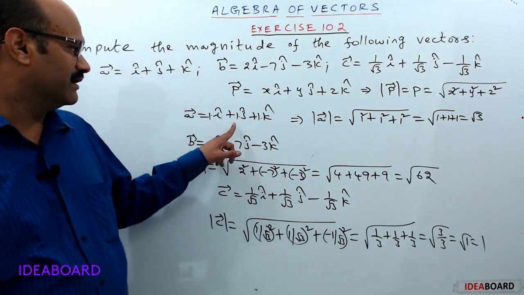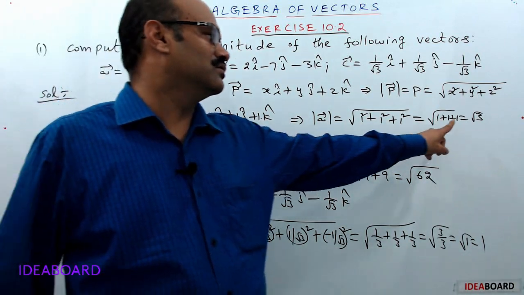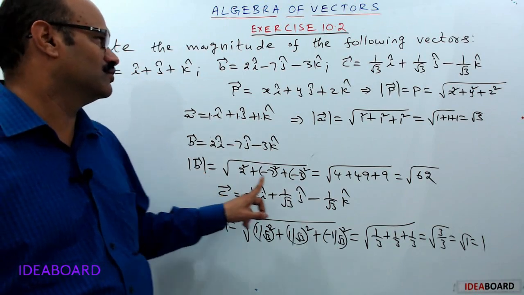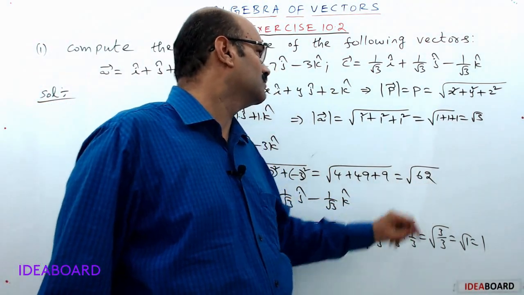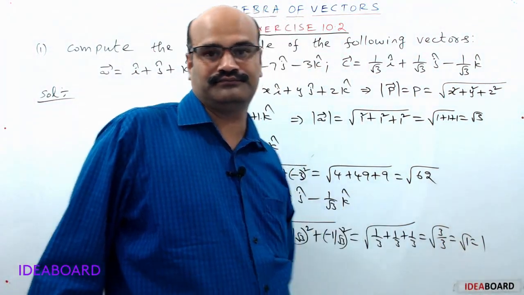Therefore, finally, we came to know that the magnitude of A vector equal to root 3. The magnitude of B vector equal to square root of 62. The magnitude of C vector equal to 1.